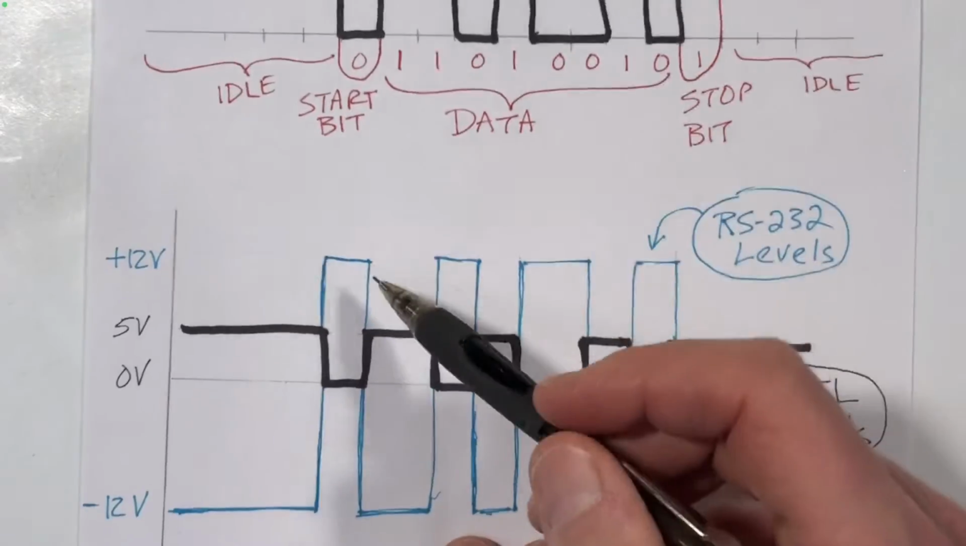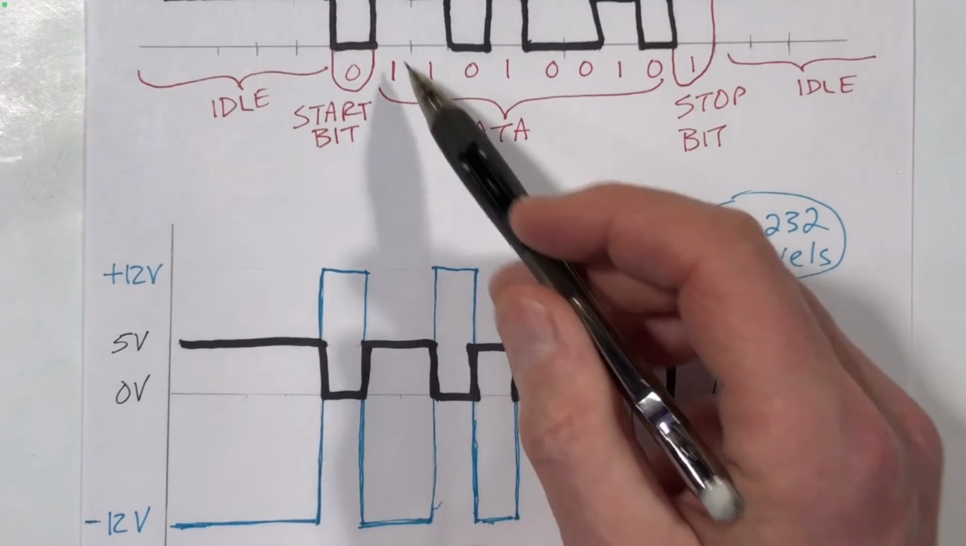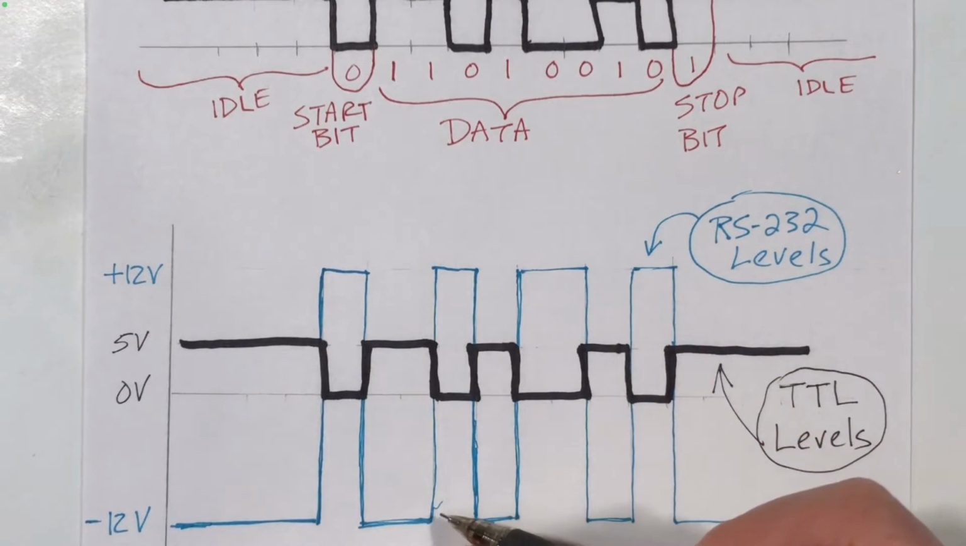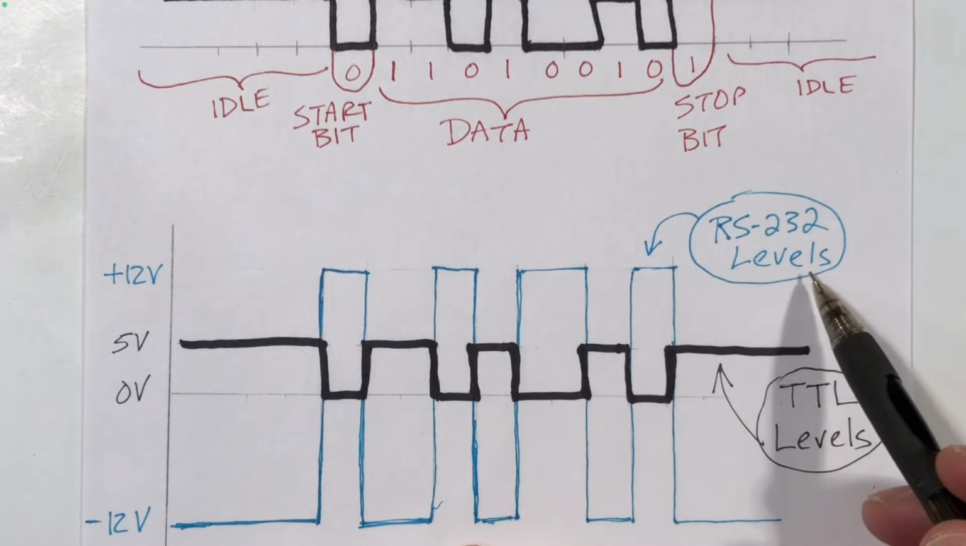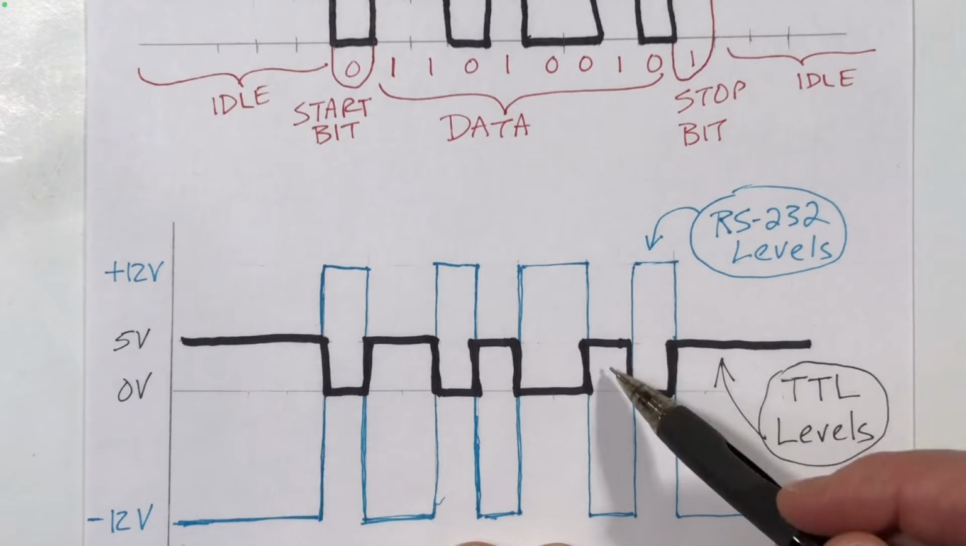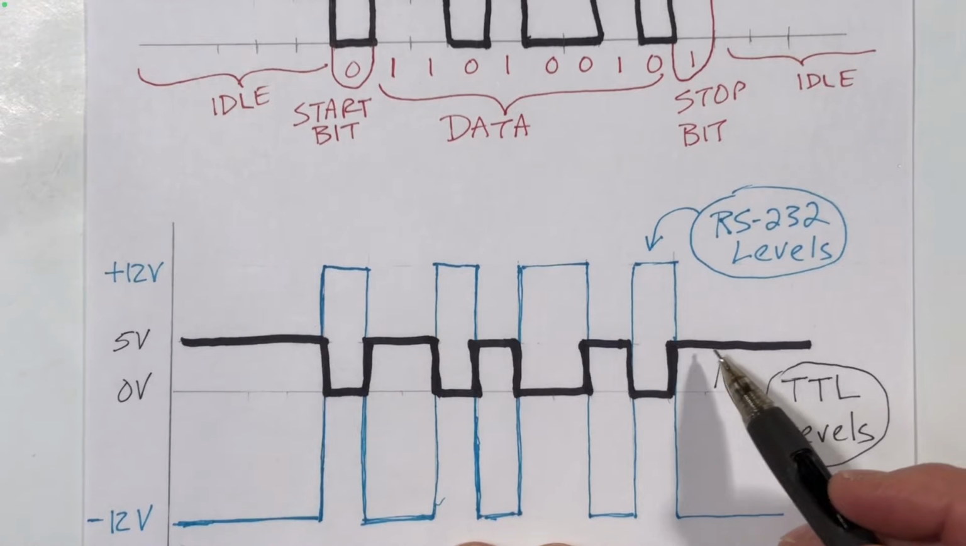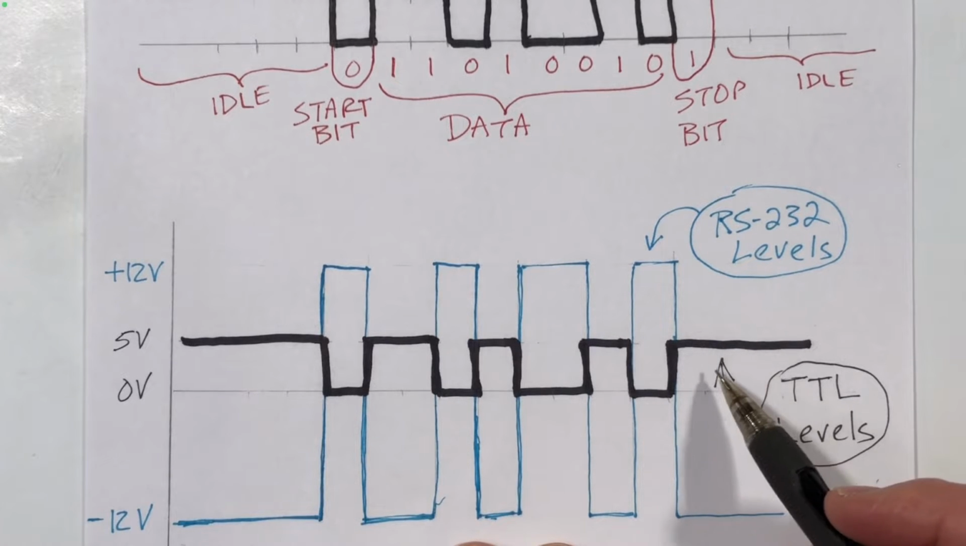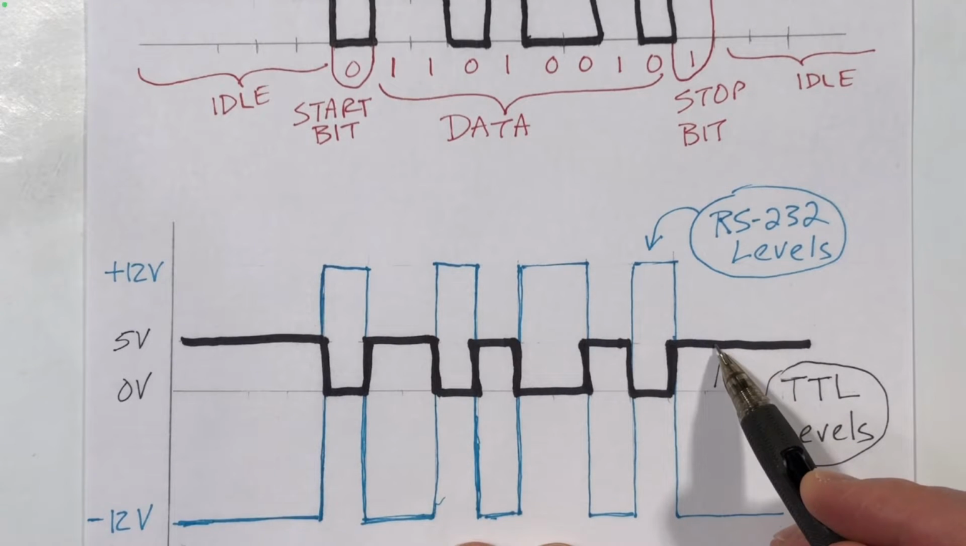So a 0 is sent as a high voltage and a 1 is sent as a low voltage. We don't see the RS-232 levels too often, but you may have to interface to old equipment. And there's a nice little chip that will interface between these voltage levels. If you use the Arduino on pins 1 and 2, you'll see these TTL levels.